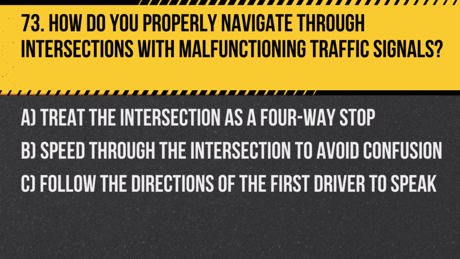Question 73. How do you properly navigate through intersections with malfunctioning traffic signals? A. Treat the intersection as a four-way stop. B. Speed through the intersection to avoid confusion. C. Follow the directions of the first driver to speak. Answer: A. Treat the intersection as a four-way stop. This rule helps manage traffic safely when signals are out.